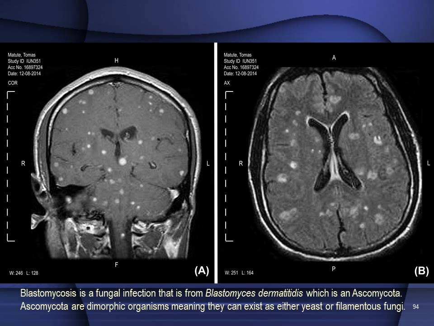So this is an example of blastomycosis, which is a fungal infection from Blastomyces dermatitidis, which is an ascomycota. And these are dimorphic organisms, meaning that they can exist either as yeast or filamentous fungi. And in this case, the infection has spread to the brain.